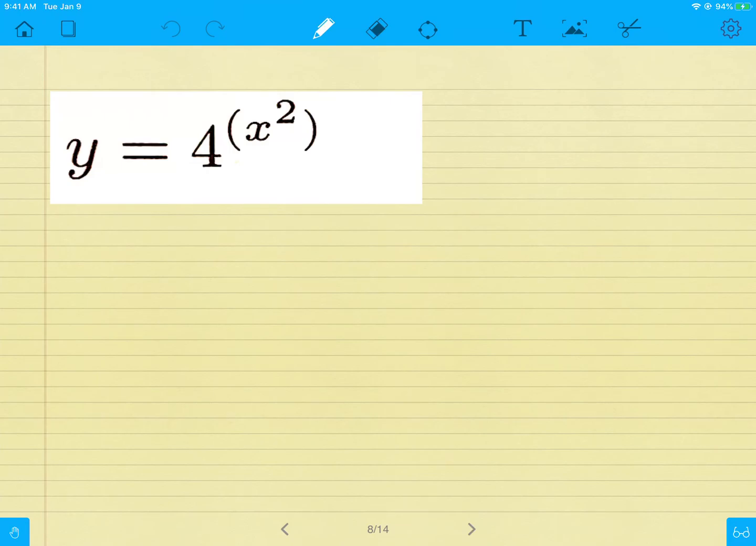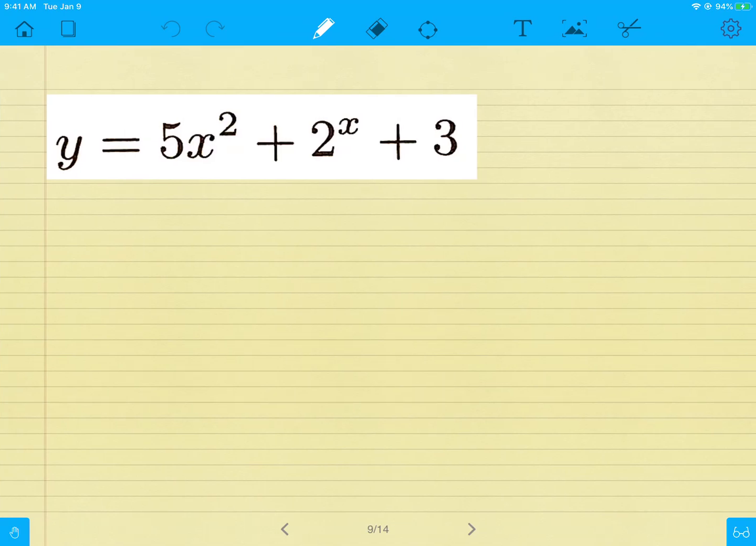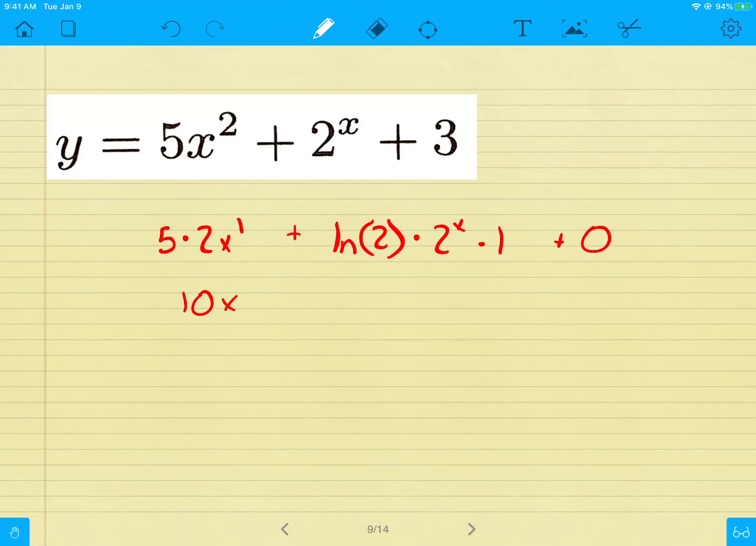Next one, same thing. It's the natural log of the base times the actual exponential times the derivative of the power. So it's a chain rule. Next one, same thing as before. We do power rule, so drop the 2 out front, subtract 1 off of it, so that ends up being a 10x. The derivative of 2 to the x is natural log of the base times the 2 to the x times the 1, and then the derivative of 3 is just 0. So this ends up being natural log of 2 times 2 to the x. So there's your answer.